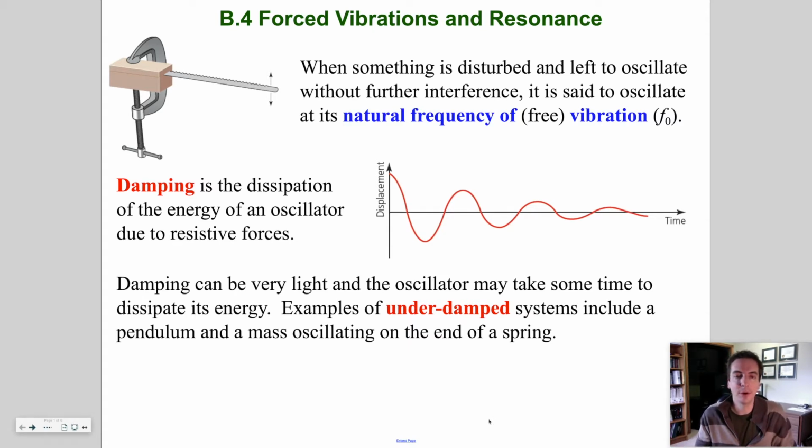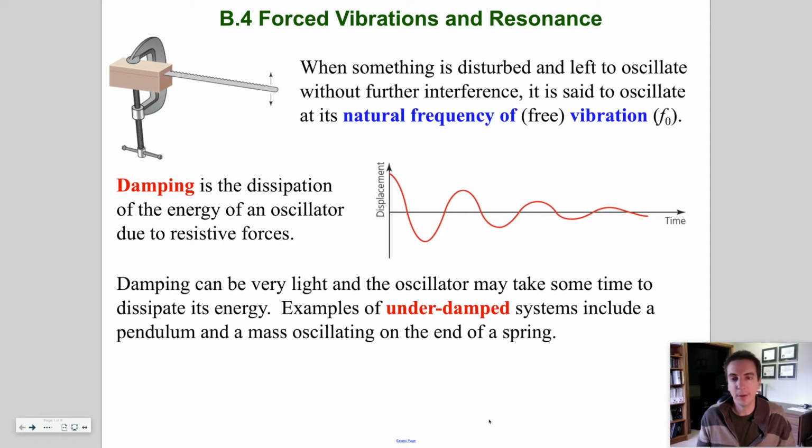Forced vibrations and resonance. So, as we learned in physics 20, when something is disturbed and left to oscillate without further interference, it's said to oscillate at its natural frequency of vibration. So we called that, in physics 20, it's a different term. We said it was its resonant frequency. That's what we mean by that. We don't use resonant frequency here in IB, natural frequency of vibration, symbolized by f0.